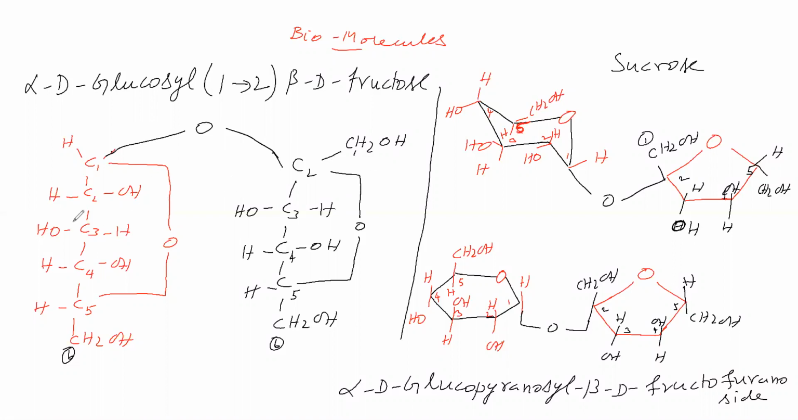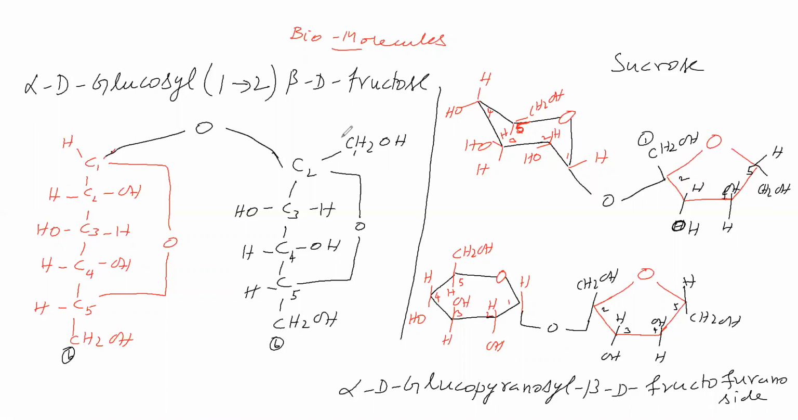Not in hemiacetal form means anomeric change is not possible. Mutarotation is not possible, so it is not a reducing sugar, and the Tollens' reagent test is not possible. Therefore, this sucrose comes under non-reducing sugar. We can say sucrose is a non-reducing sugar.